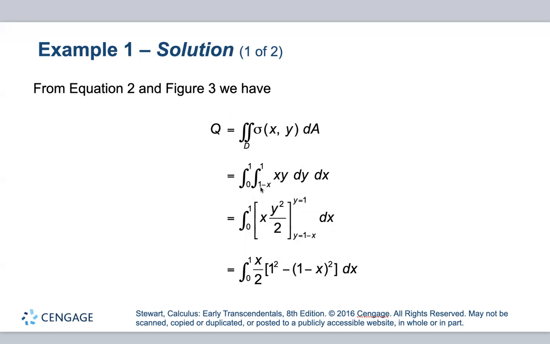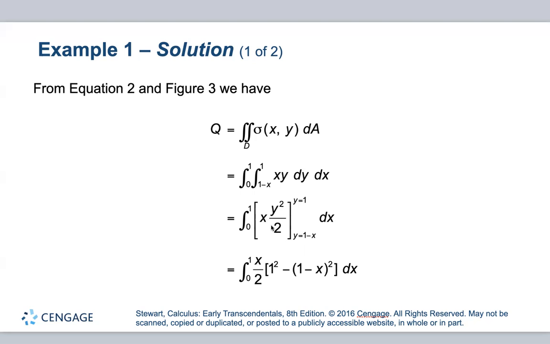So that means we go from 1 minus x to 1. Those were our limits on y in that triangle. Then x went from 0 to 1. This was given to us as the charge density, and we integrated first with respect to y, then with respect to x. Okay, so if you integrate y with respect to y, you get y squared over 2, evaluated from the upper limit to the lower limit.